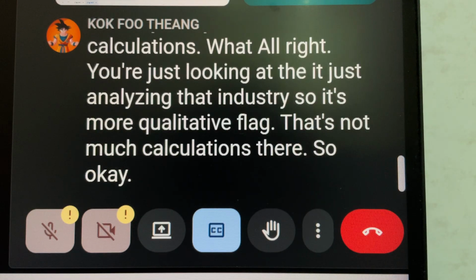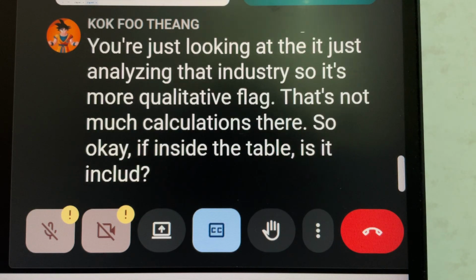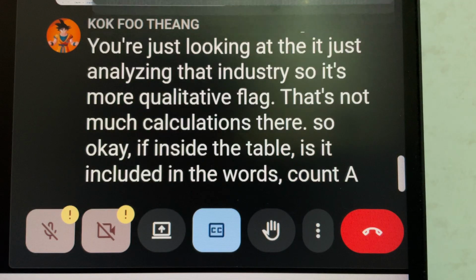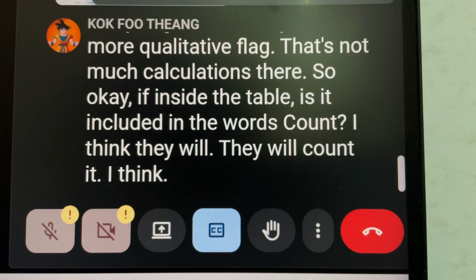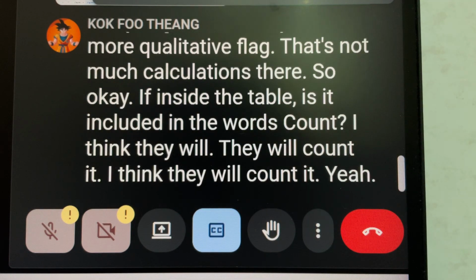If it is inside the table, is it included in the word count? I think they will count it. I think they will count it.